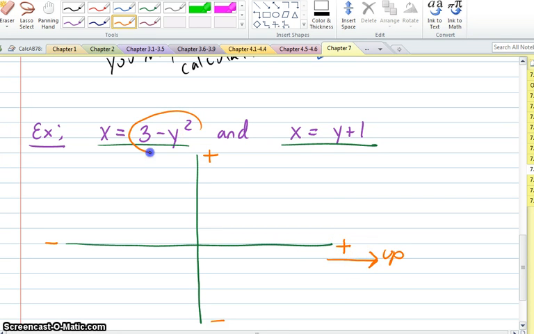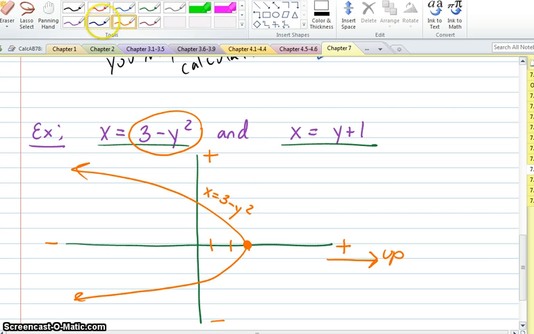Then you graph this with that side pointing up, just like you normally would. It's a parabola, it's moved up 3, and it's opening downwards. So it goes up 3 with this side pointing up, and it opens downwards. That's the graph of x equals 3 minus y squared.